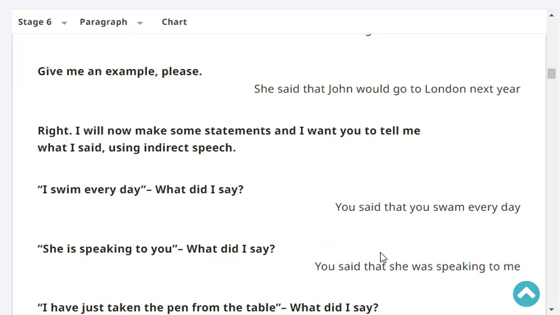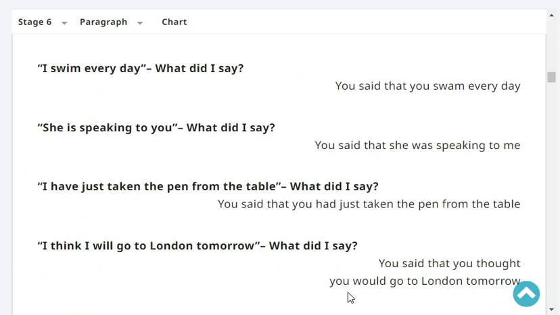Now I will make some statements and I want you to tell me what I said using indirect speech, okay? First one. I swim every day. You said that you swam every day. She is speaking to you. You said that she was speaking to me. Very good.